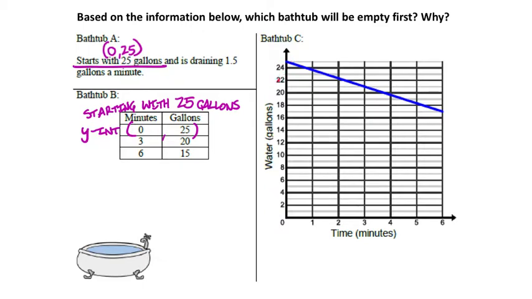We see each line represents 1: 20, 21, 22, 23, 24. So this one would be 25, right? So we get 25. And they've already labeled this one right here in gallons for us. So that is actually the ordered pair (0, 25). So again, this one also, they're just starting with 25 gallons, okay?